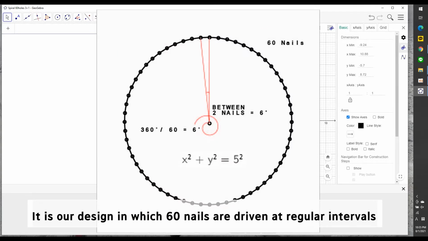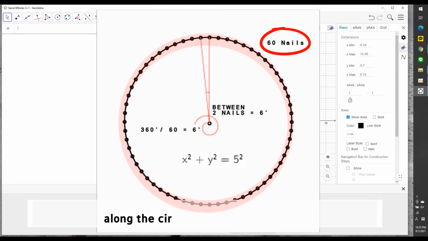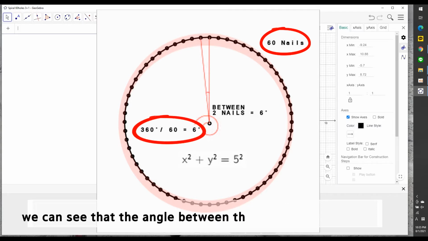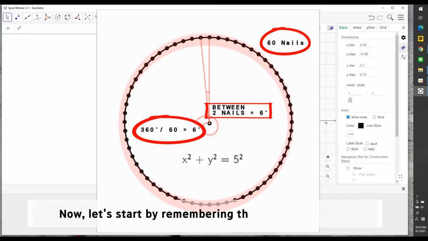It is our design in which 60 nails are installed at regular intervals along the circle. Since the number of nails is 60, if we divide 360 degrees into 60 intervals, we can see that the angle between two nails is 6 degrees.